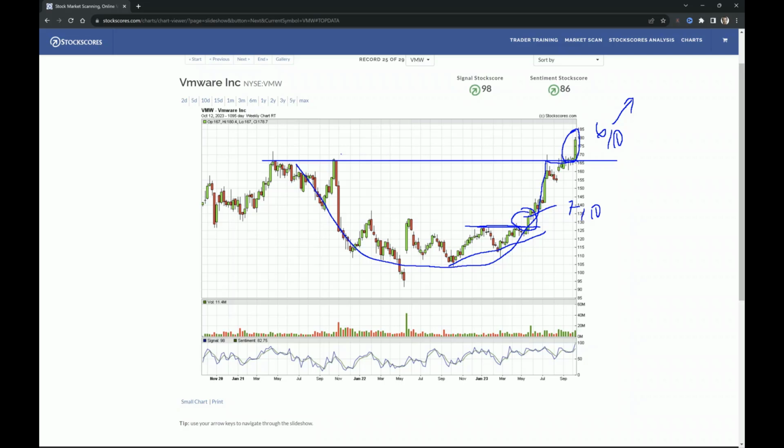Here, it was more like a 7 out of 10 because it was just getting started, had good potential to move up to this resistance zone where it was likely to get stuck. And it did get stuck. It traded underneath that resistance for almost 3 months. And then this week it's breaking out.